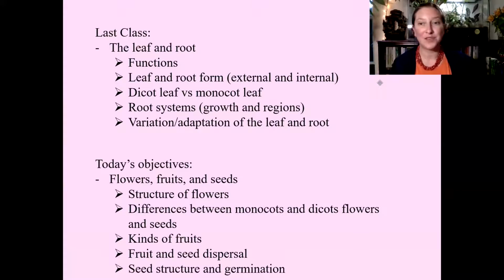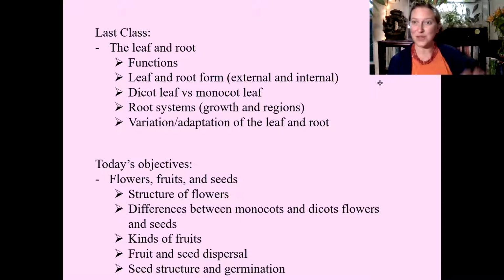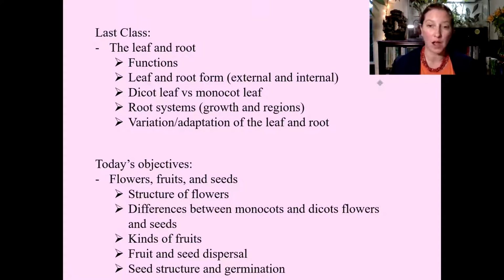Today, we're finally into flowers and fruits and seeds. Yay, look, flowers. I even brought flowers just so we could have it for our lecture today. So we'll talk about the structure of flowers, the differences between monocot and dicot flowers and seeds, and then a summary of the differences between monocots and dicots that we've covered so far. Different kinds of fruits, different ways that fruits and seeds are dispersed, and then lastly, seed structure and germination.